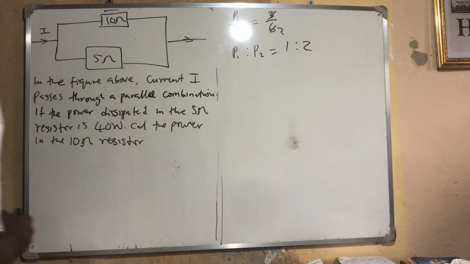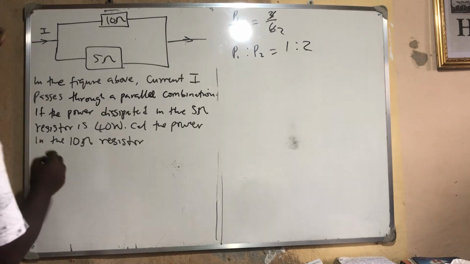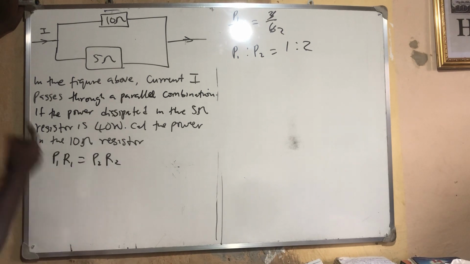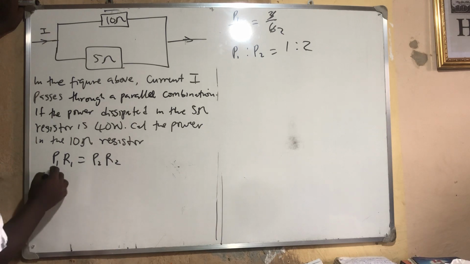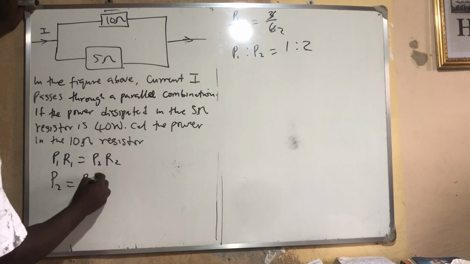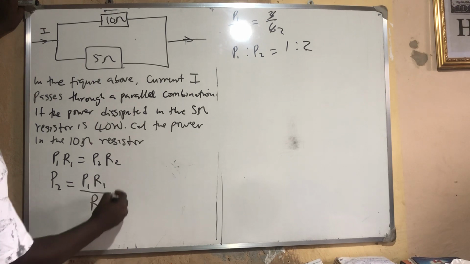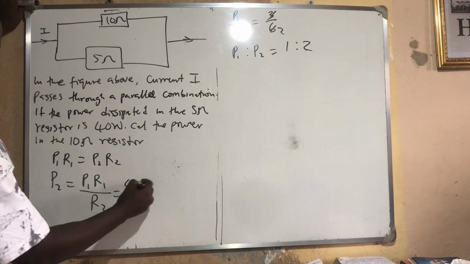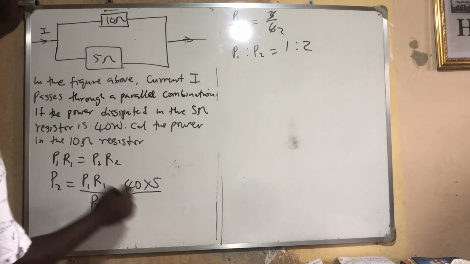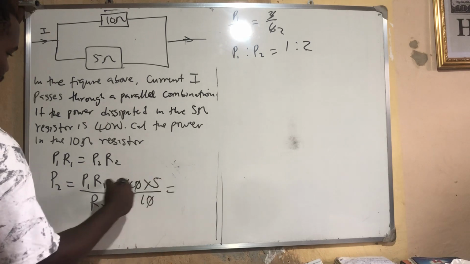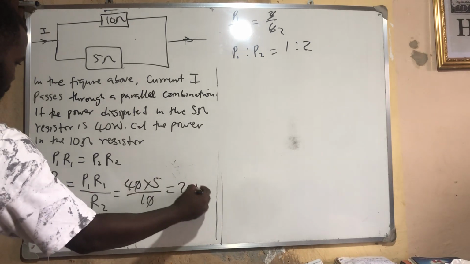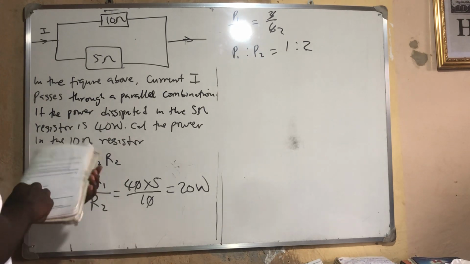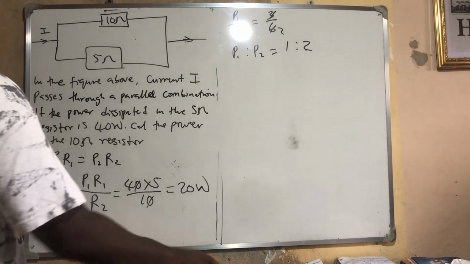So we will use P1 R1 is equal to P2 R2. We are looking for the power, so P2 will be P1 R1 all over R2. My P1 is 40 times R1, 5, divided by R2, which is 10. This gives 4 times 5, 20 watts. As simple as that.